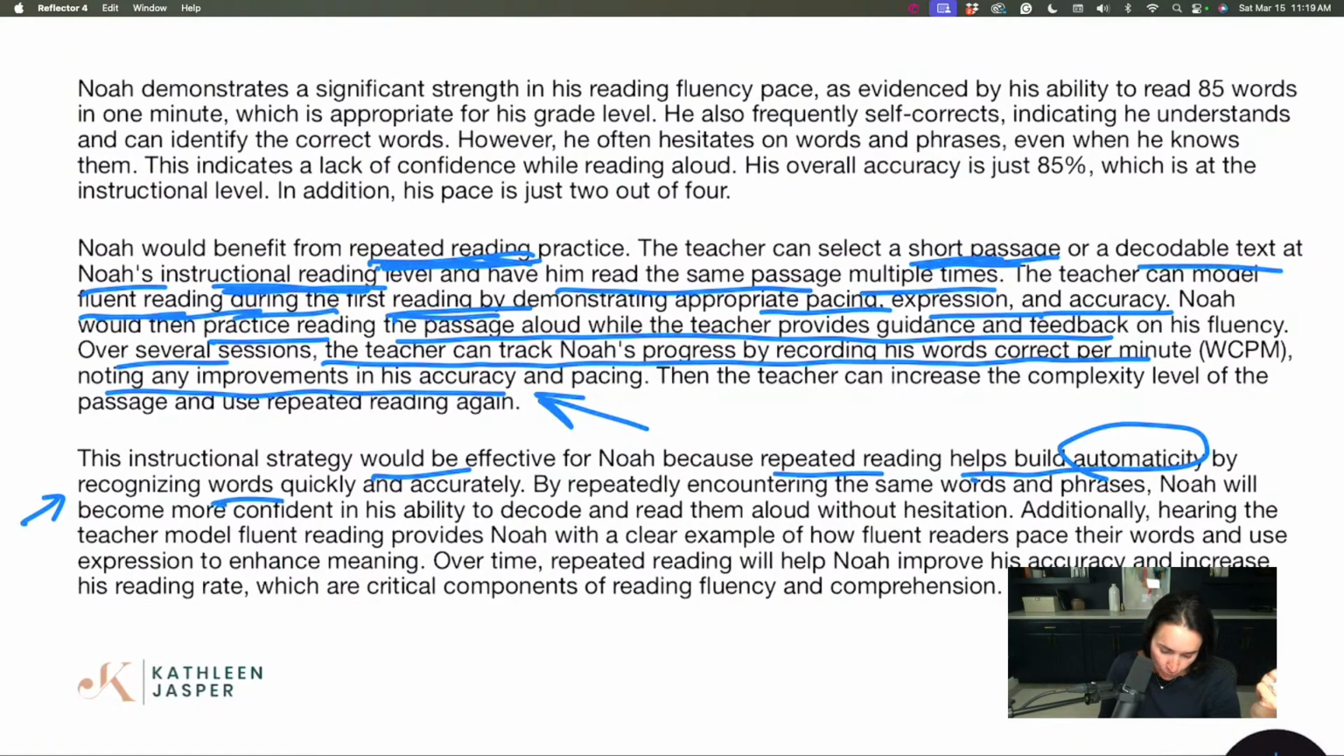By recognizing words quickly and accurately, by repeatedly encountering the same words and phrases, Noah will become a more confident reader, because that was part of the thing, become more confident in his ability to decode and read them aloud without hesitation. You could put a period there. That could be your last sentence on this second paragraph.